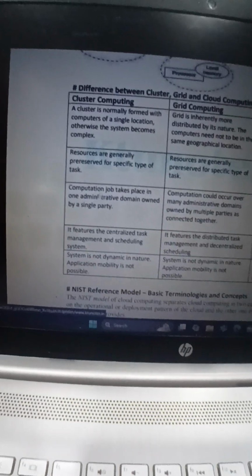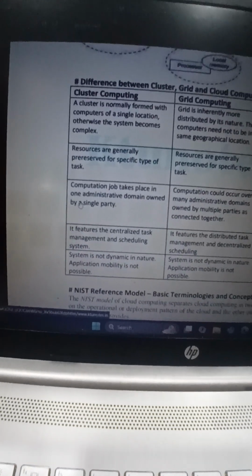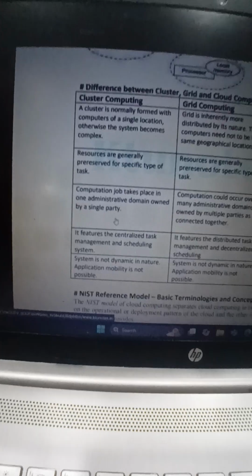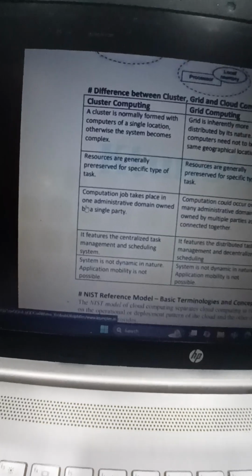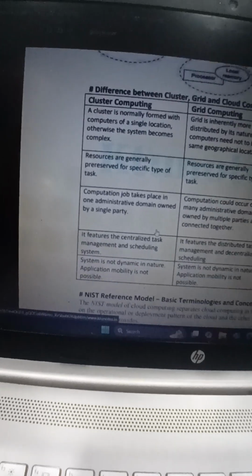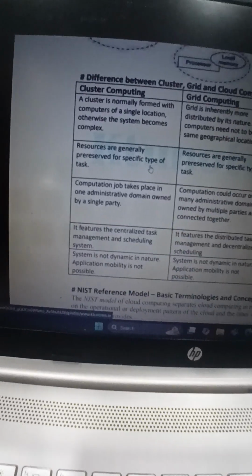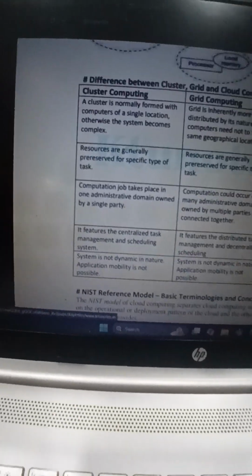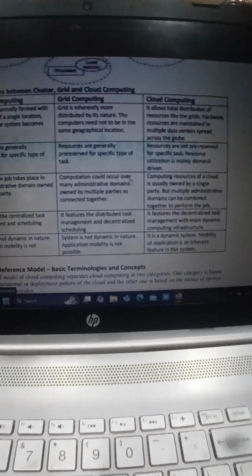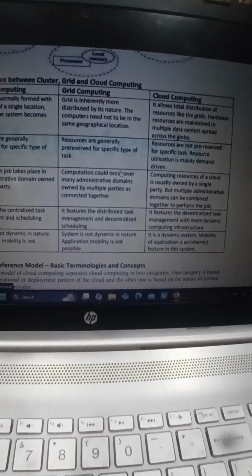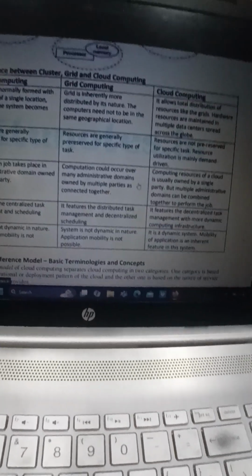The next is that in a cluster, the computation job takes place in one administrative domain owned by a single party, a single cluster head. But in the grid, the computation could occur over many administrative domains owned by multiple parties connected together.